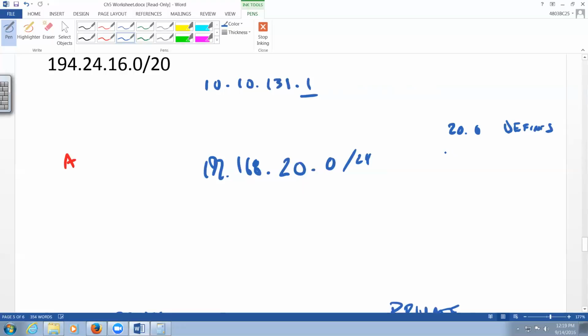On VMware, 20.1, the .1 is always going to be the host IP. .2 is the next available one, which is going to be the gateway. And then you're also going to see 254, and that is your DHCP. And then .255 is your broadcast.